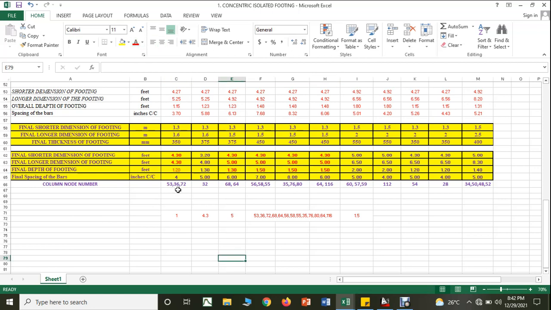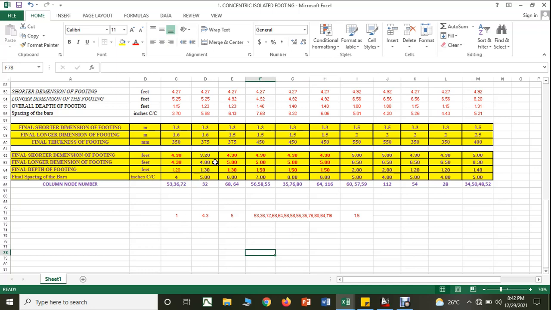What about spacing? You can see 4 inch, 6 inch, 7 inch, 8 inch, 6 inch. So let us keep the spacing as it is. No need to change the spacing. Now I'll go to the second set.